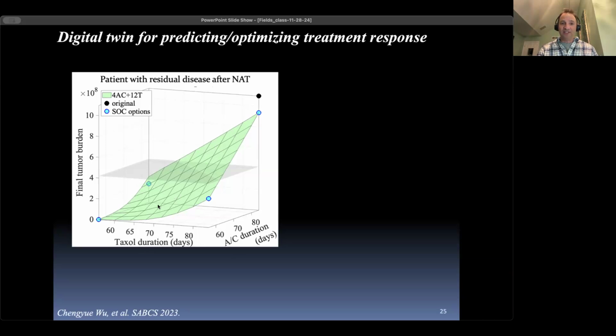Each grid point on this surface is a different combination of the duration of this drug and the duration of that drug. I hope you can see this gray horizontal line.